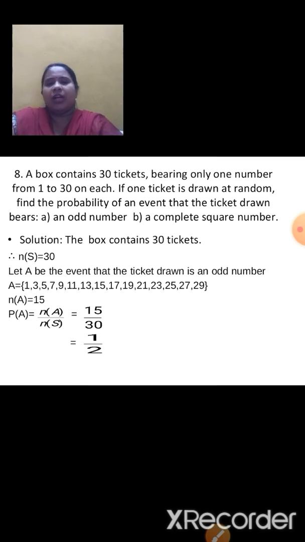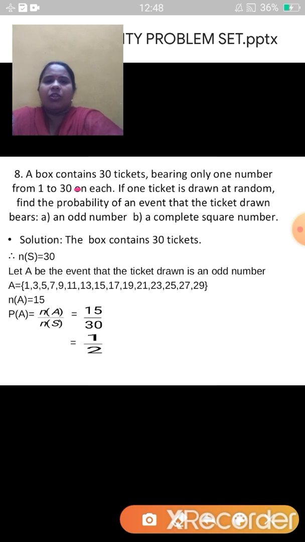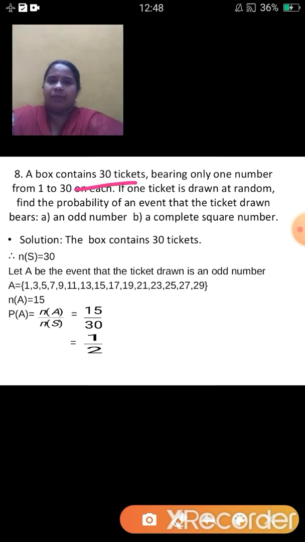So to start with, there are 30 tickets. So our n of S, our sample space, will have 30 elements. Okay. So the first step, the box contains 30 tickets. Therefore n of S is equal to 30. Let us read the question further. What is the event that is given to us? The first event is an odd number, right? So let A be an event that the ticket drawn is an odd number.